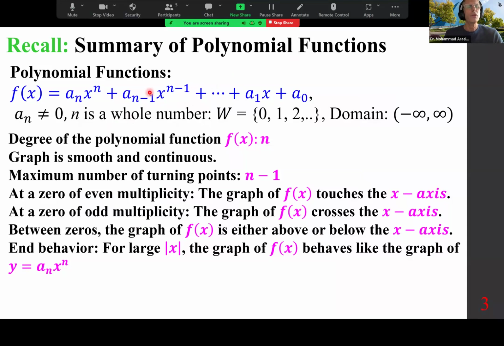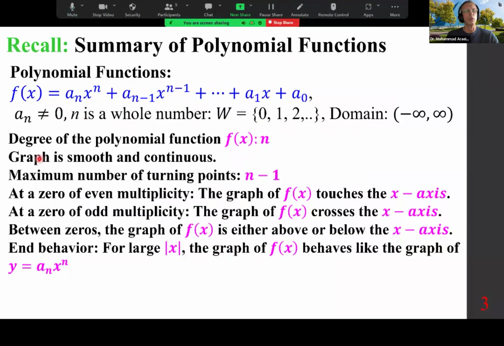Summary of polynomial functions. As you recall, polynomial functions are in the form f of x equals a sub n x to the power of n plus a sub n minus 1 x to the power of n minus 1, all the way to a sub 0. A sub n, the leading coefficient, can't be 0. N is a whole number, and by whole number we mean 0, 1, 2, to infinity.